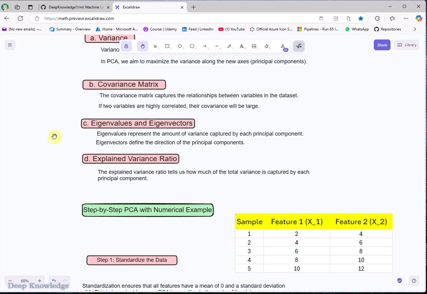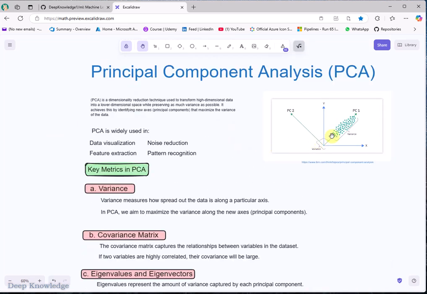The eigenvalues represent the amount of variance captured by each principal component, and the eigenvectors define the direction of the principal component. For instance, this principal component is in this direction, and this one is in this direction. If you have a principal component in this direction, the other one has to be perpendicular to it. That's why we can capture all the variance in the data set.